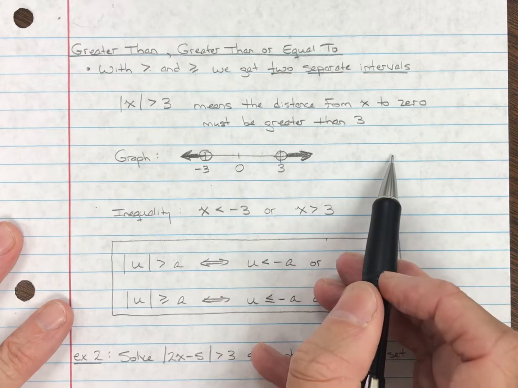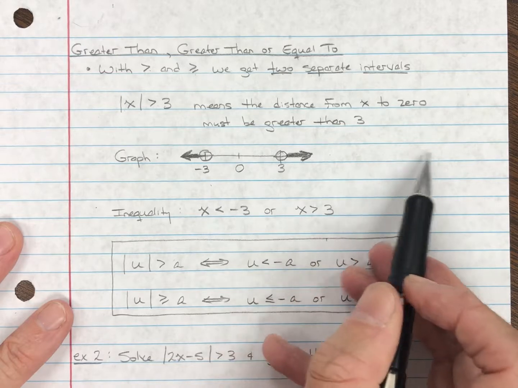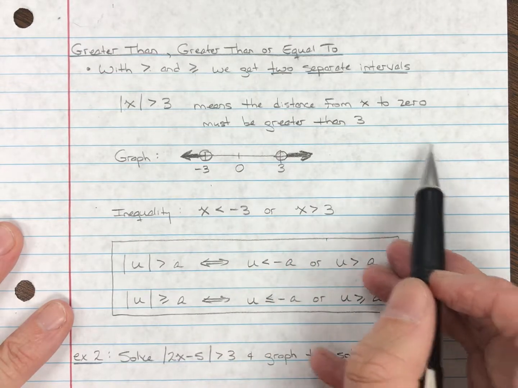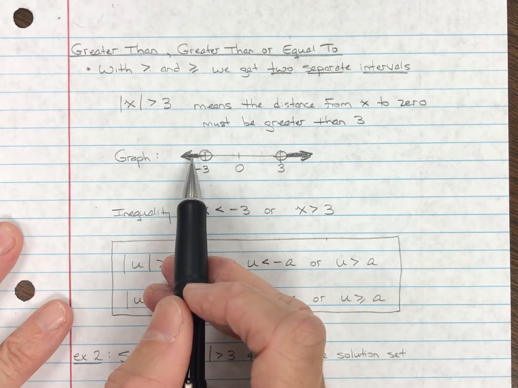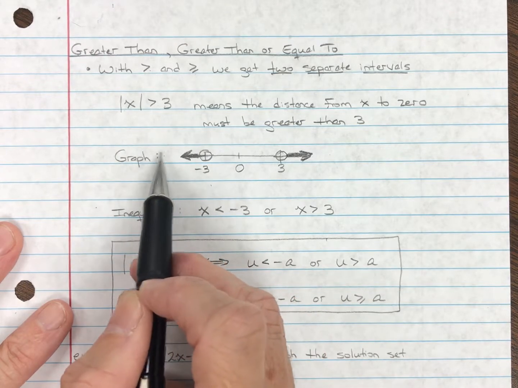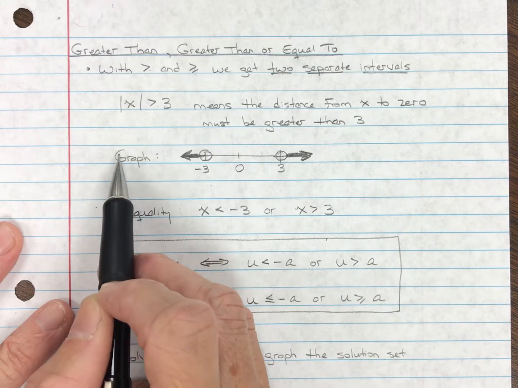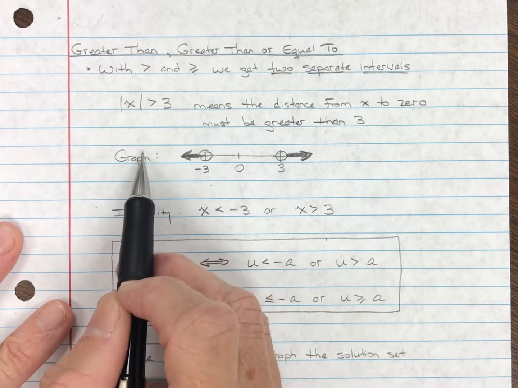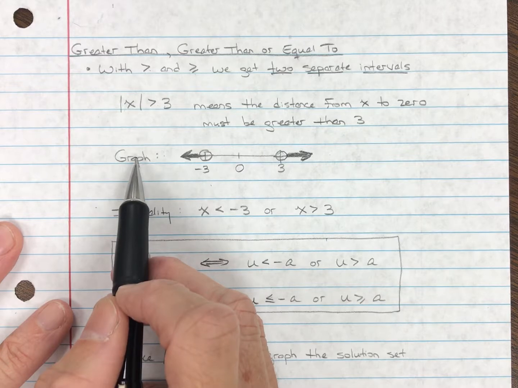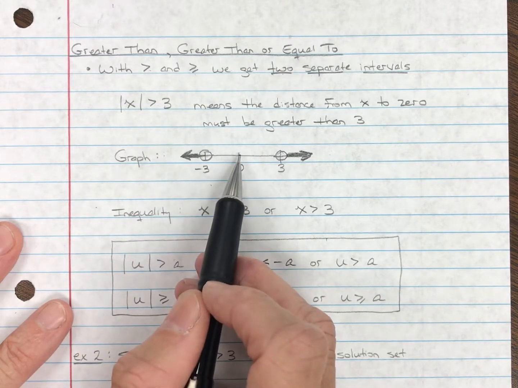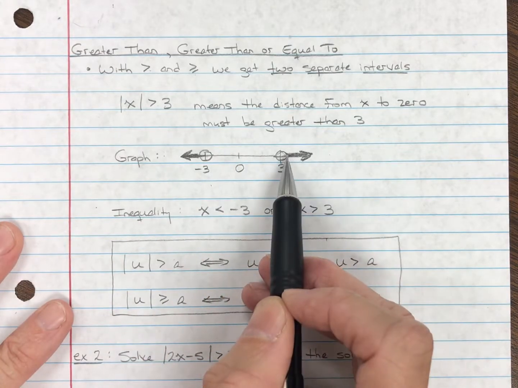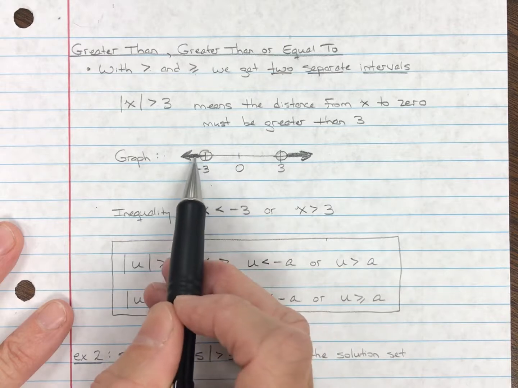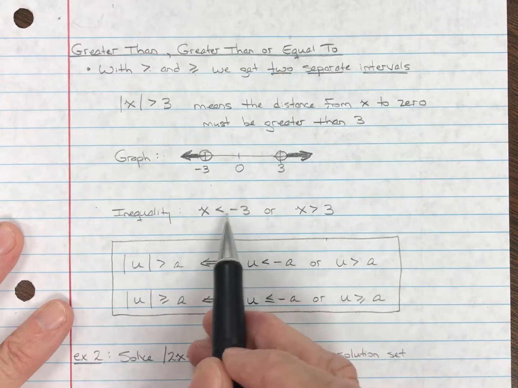Well, the positive side's easy. 4, 5, 6, 7, 8, 9, 10, those are all greater than 3 away from 0. The negative side's a little bit more difficult to think about. Negative 4, negative 5, negative 6, negative 7, the distance of those numbers from 0 is also greater than 3. So you can see we have two things here. We have answers that go to the right and answers that go to the left, which is what results in this.